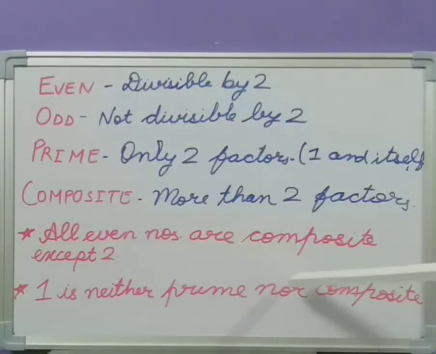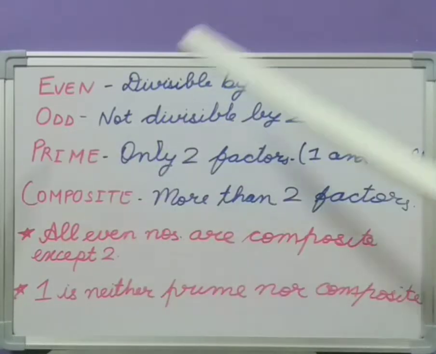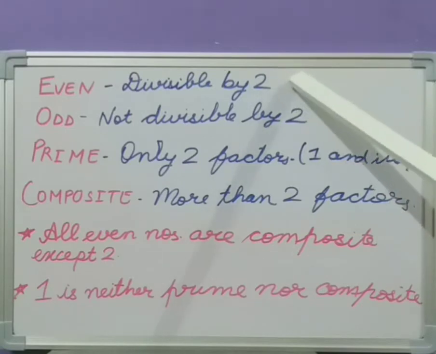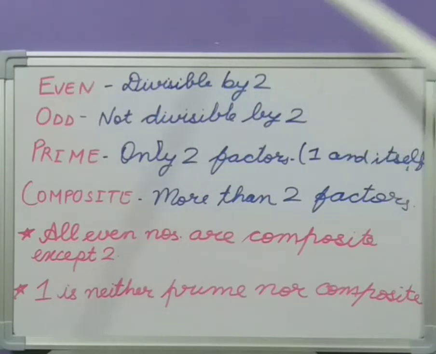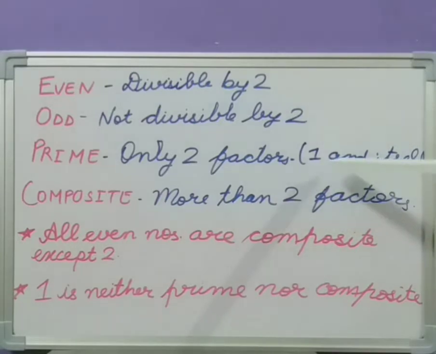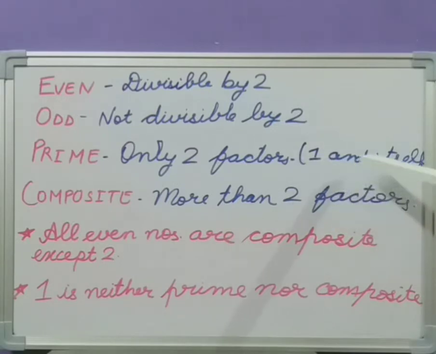All even numbers are composite except 2. How? All the even numbers are divisible by 2 and divisible by 1 and divisible by itself. That means it has 3 factors, more than 2. So all are composite numbers except 2. But 2 is not a composite number because it has only 2 factors, and those 2 factors are 1 and itself.